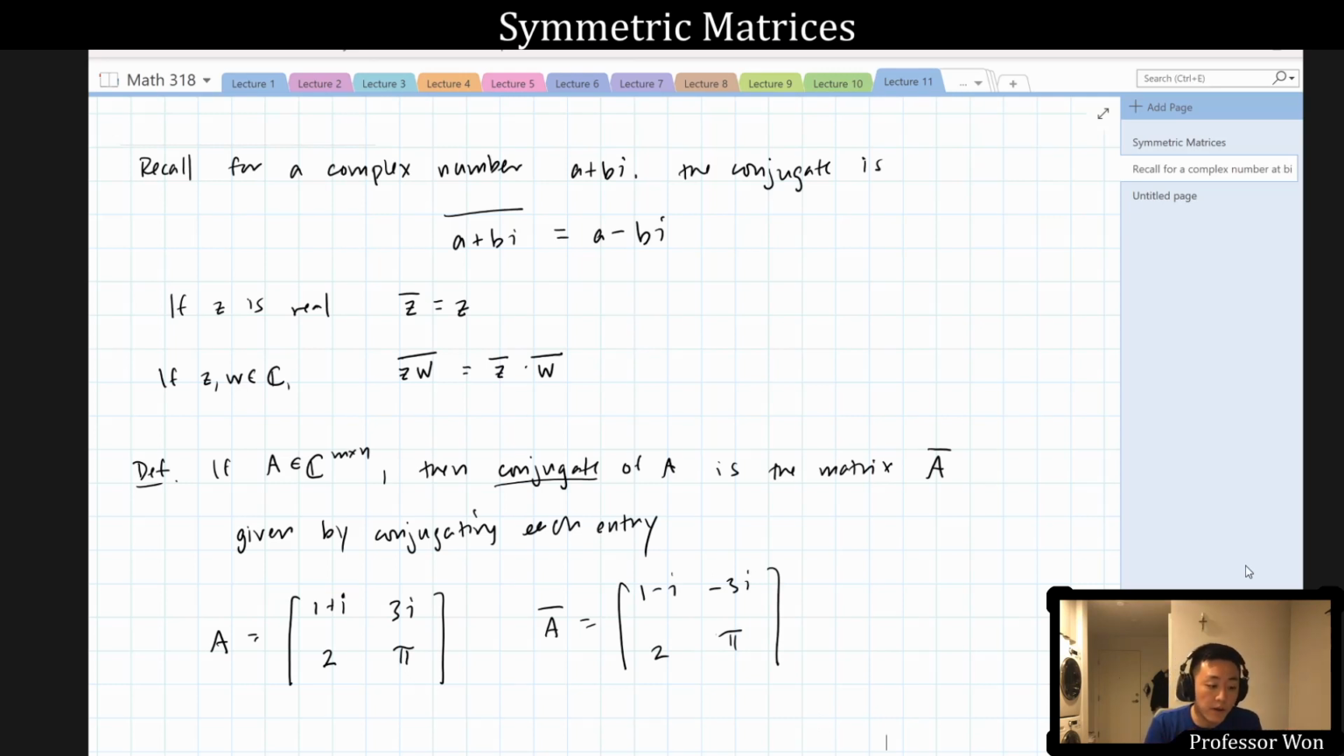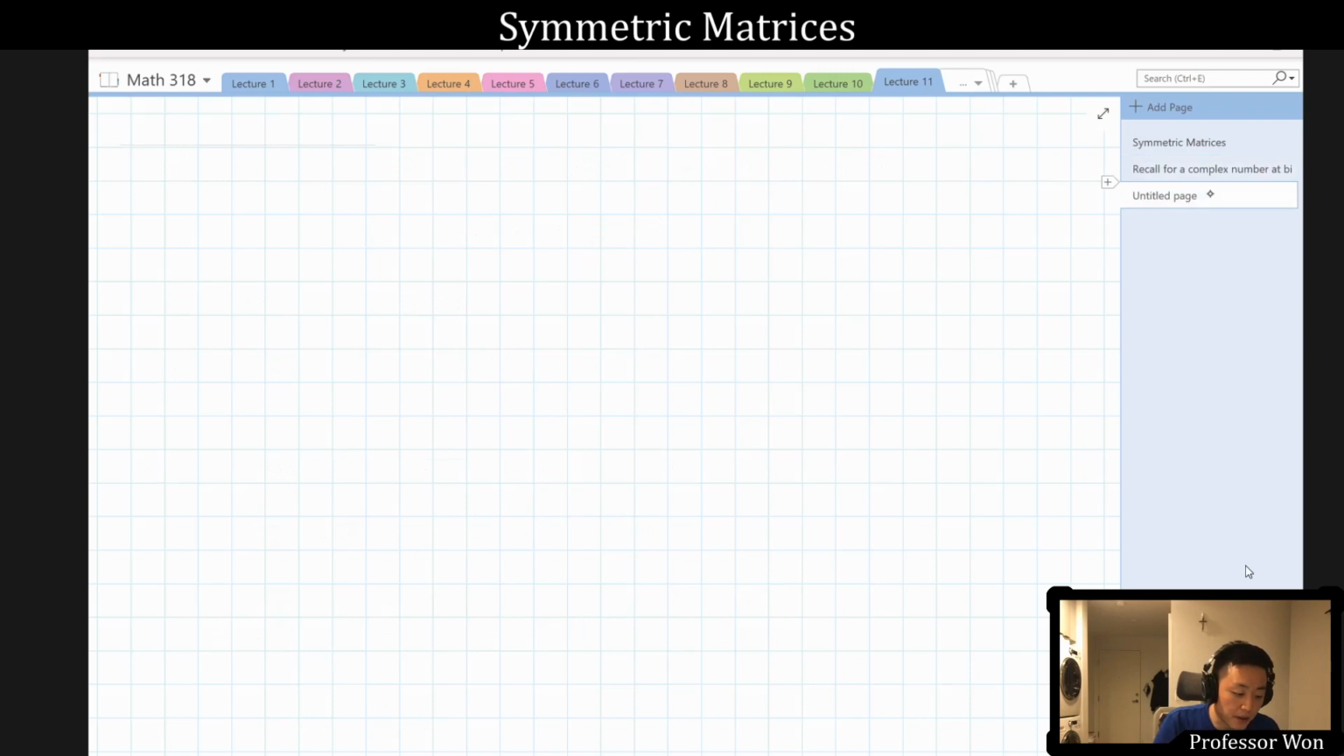So that's actually one way that you can tell if a matrix is real. A is going to be a real matrix if and only if it's equal to its conjugate. One way that you can detect whether a matrix is real or not is you conjugate it and you see if you get back what you started with. Now that we have this, it's going to be important in some of our proofs.